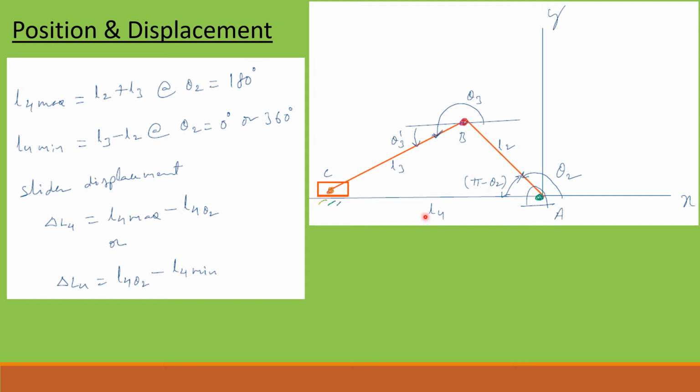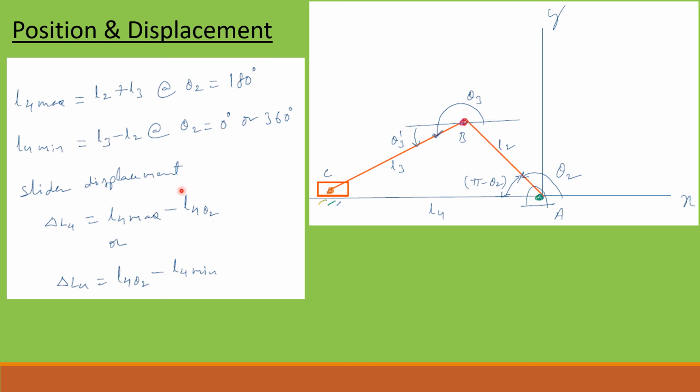Now L4 max, that is the maximum position of the slider, can be written as L2 plus L3, that will occur when theta 2 is 180 degrees. Similarly, L4 minimum, that is the minimum position of the slider, will occur when theta 2 is either 0 or 360. So L4 minimum is L3 minus L2.